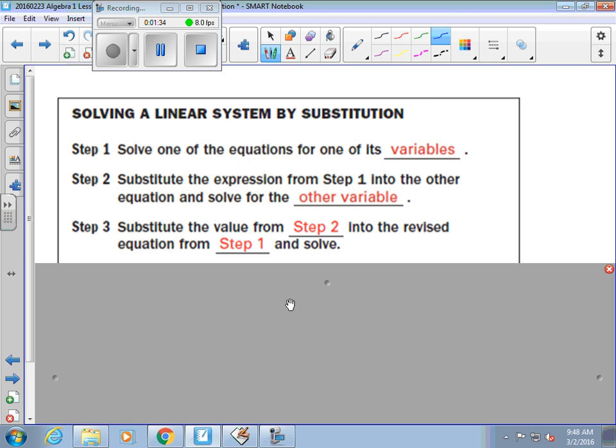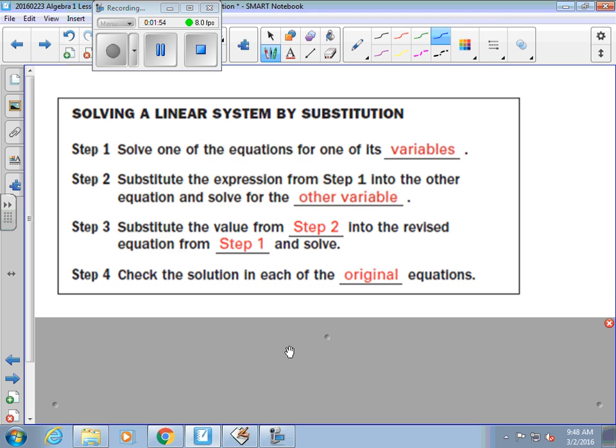Step number 3 is to substitute the value from step 2 into the revised equation from step 1 and solve it. Remember, when you graph two lines on a plane, there'll be one point where they cross. That one point is the solution to the system. When you list an answer to a system, you're listing it as an ordered pair, x comma y.